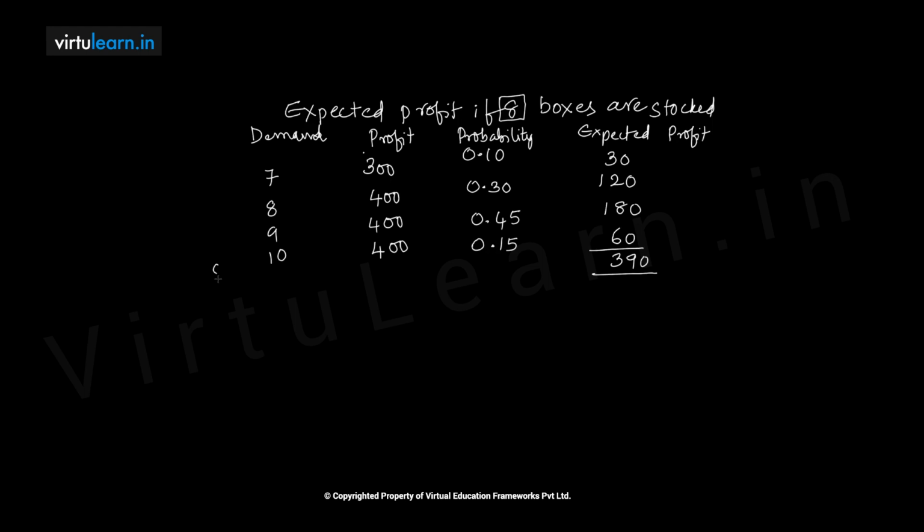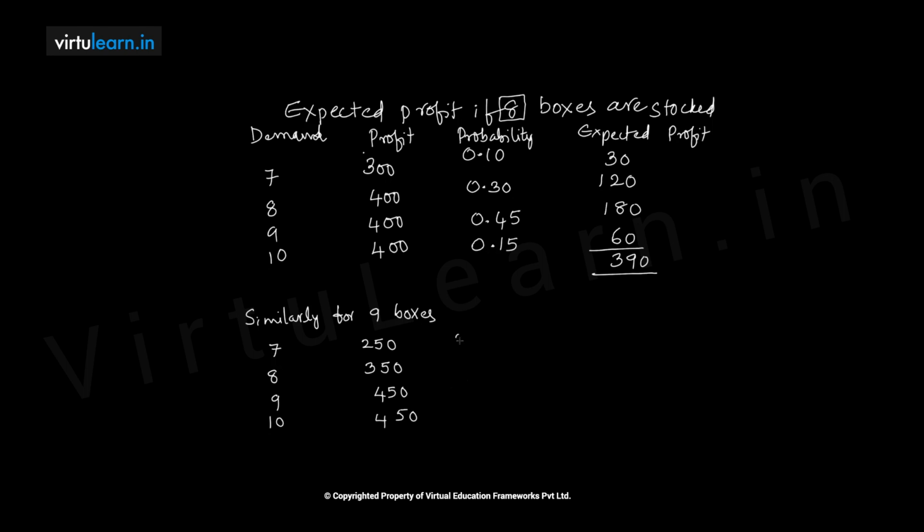Similarly we will calculate for other things. So the demand is 7 boxes. Similarly for 9 boxes. 7, 8, 9, 10. Profit is 250, 350, 450, again 450.